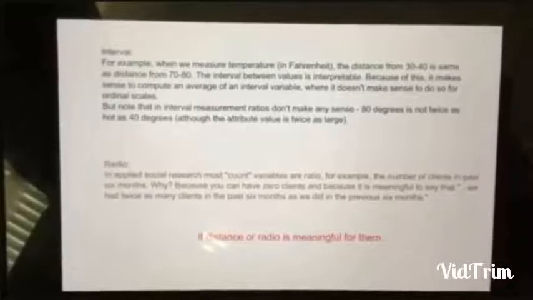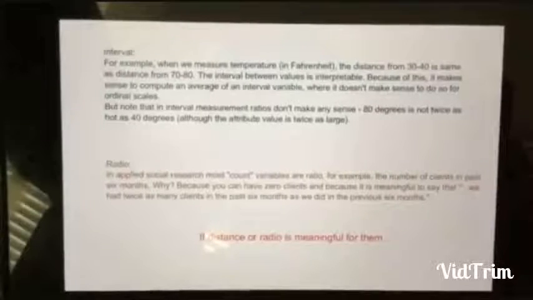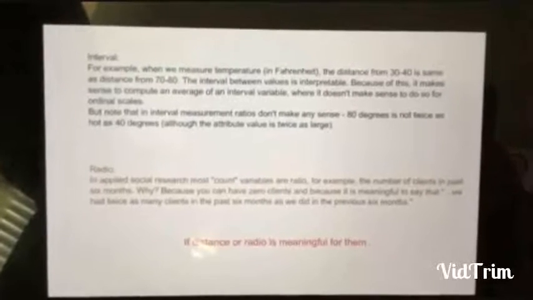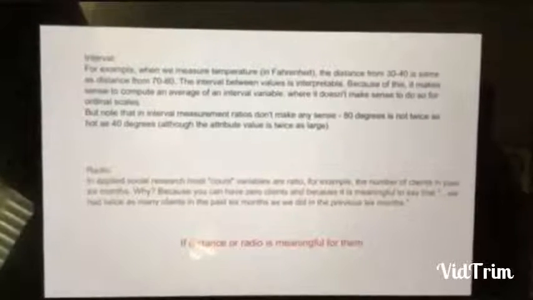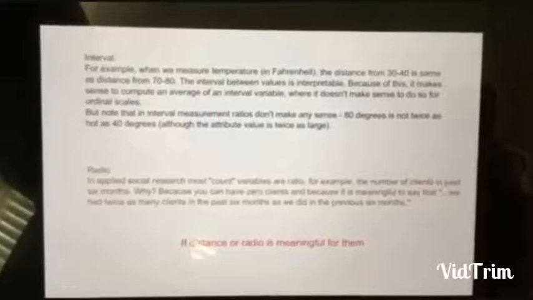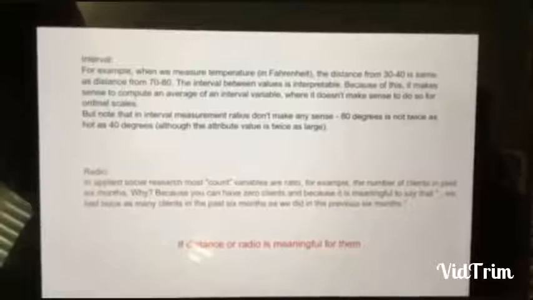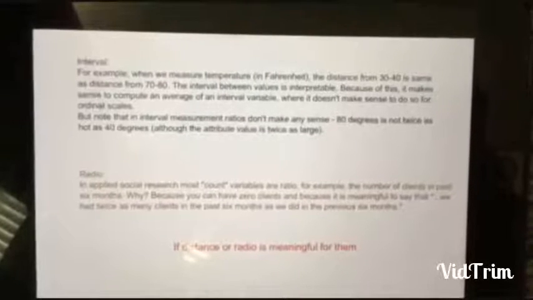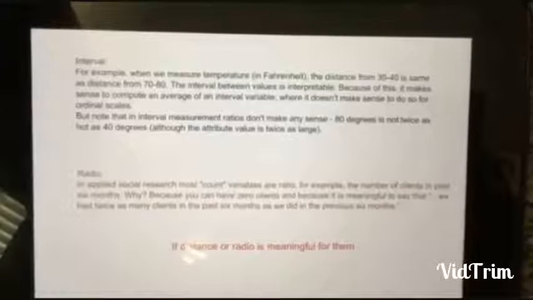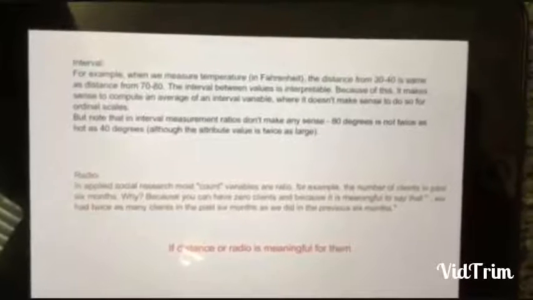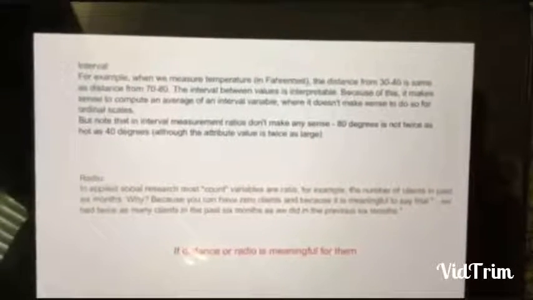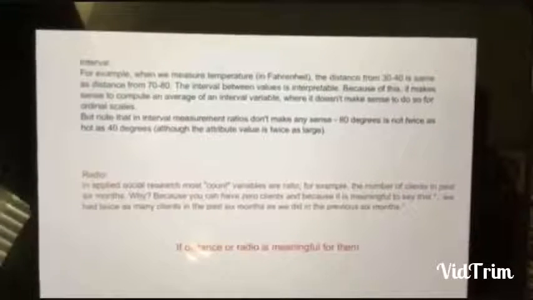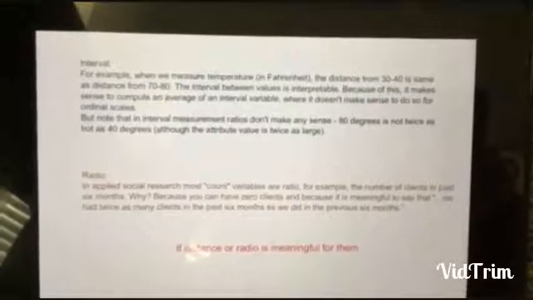As for ratio scale, in applied social research, most count variables are ratio. For example, the number of clients in the past 6 months. Why? Because you can have 0 clients, and because it's meaningful to say that we have twice as many clients in the past 6 months as we did in the previous 6 months. In words, the difference between interval and ratio data is whether the distance or ratio is meaningful for them.